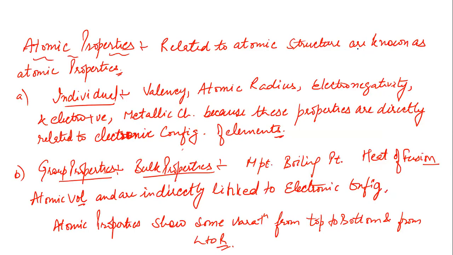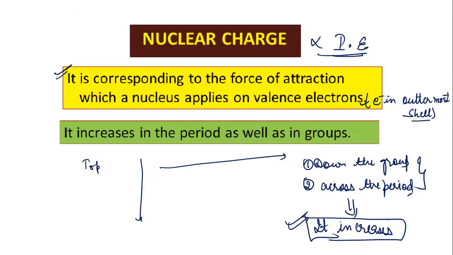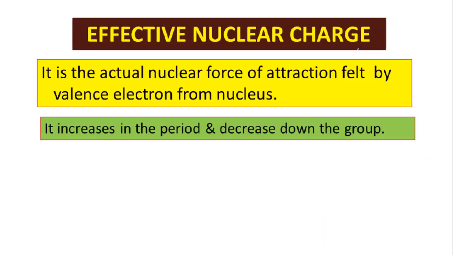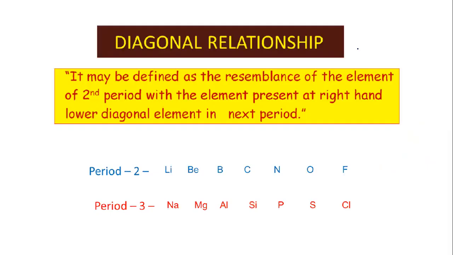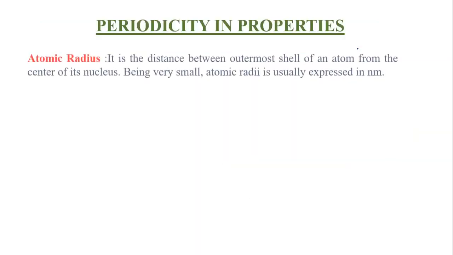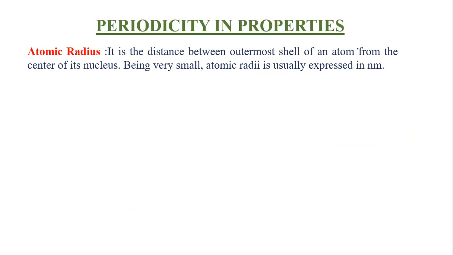Now we will discuss the second point. This nuclear charge is also going to affect atomic radius. How? I will tell. Atomic radius is the distance between the outermost shell of an atom and the center of its nucleus. There are different types of atomic radius, but no need to discuss them.